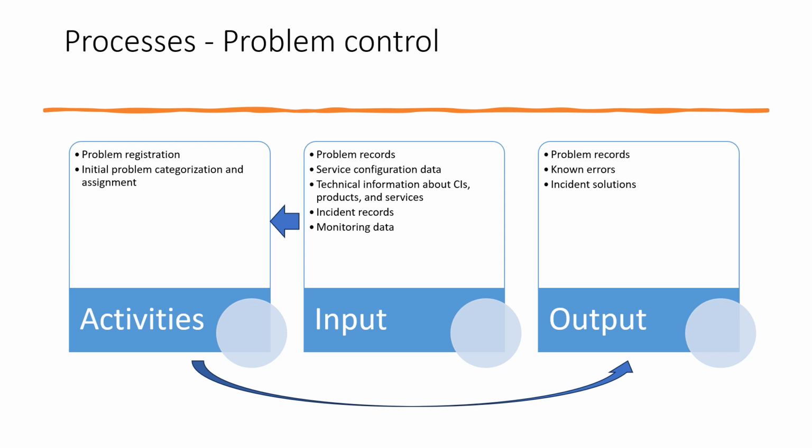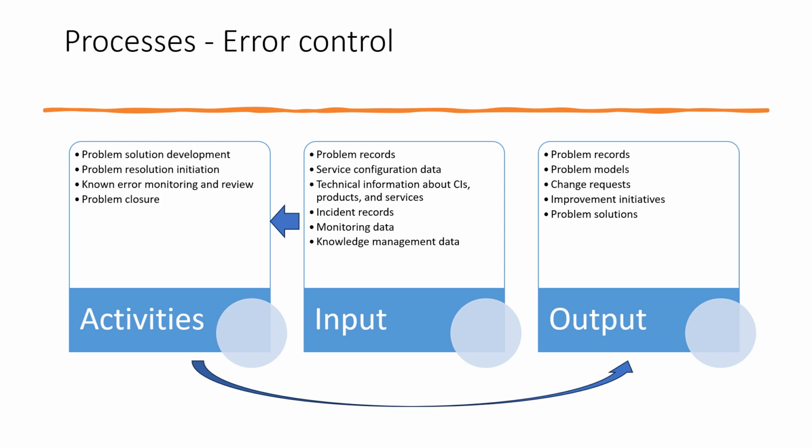The third process, problem control. For the problem control process, we do problem identification and problem investigation to create following outputs: problem records, known errors, and incident solutions. To be able to run this process, we require a few inputs, such as incident and problem records, monitoring and service configuration data, technical information about CIs, products, and services.